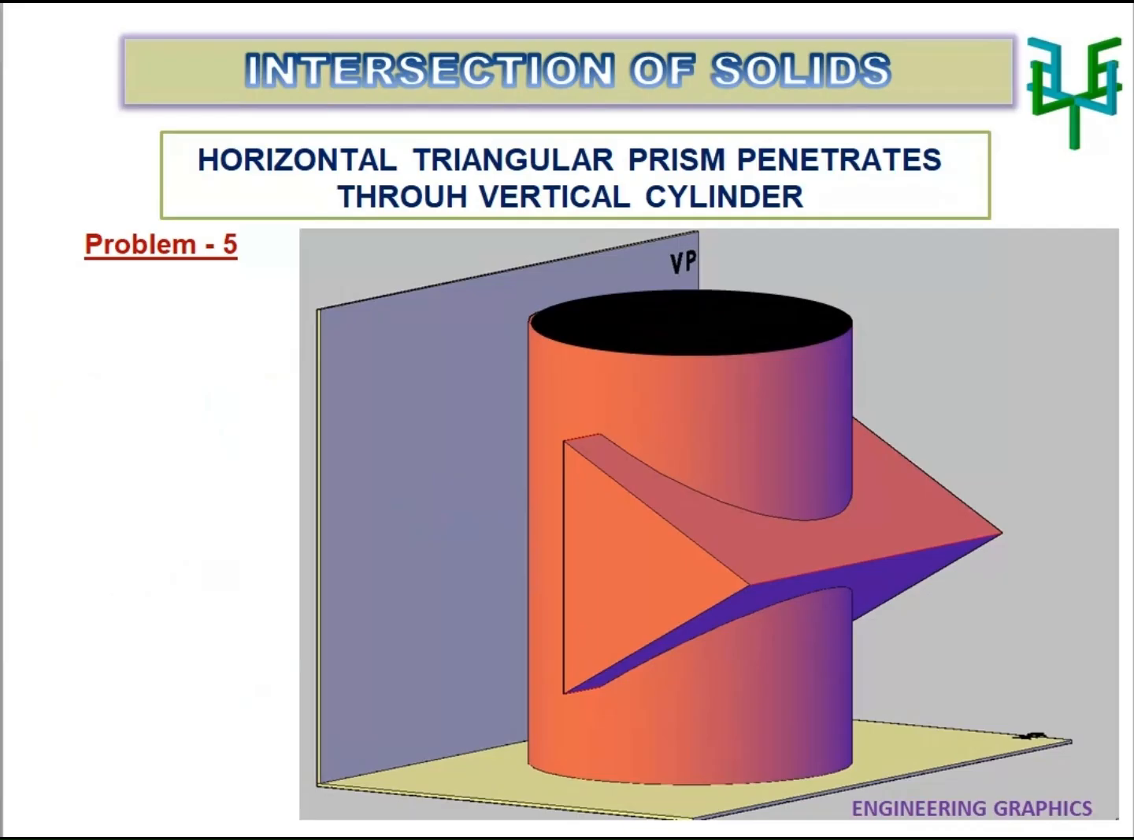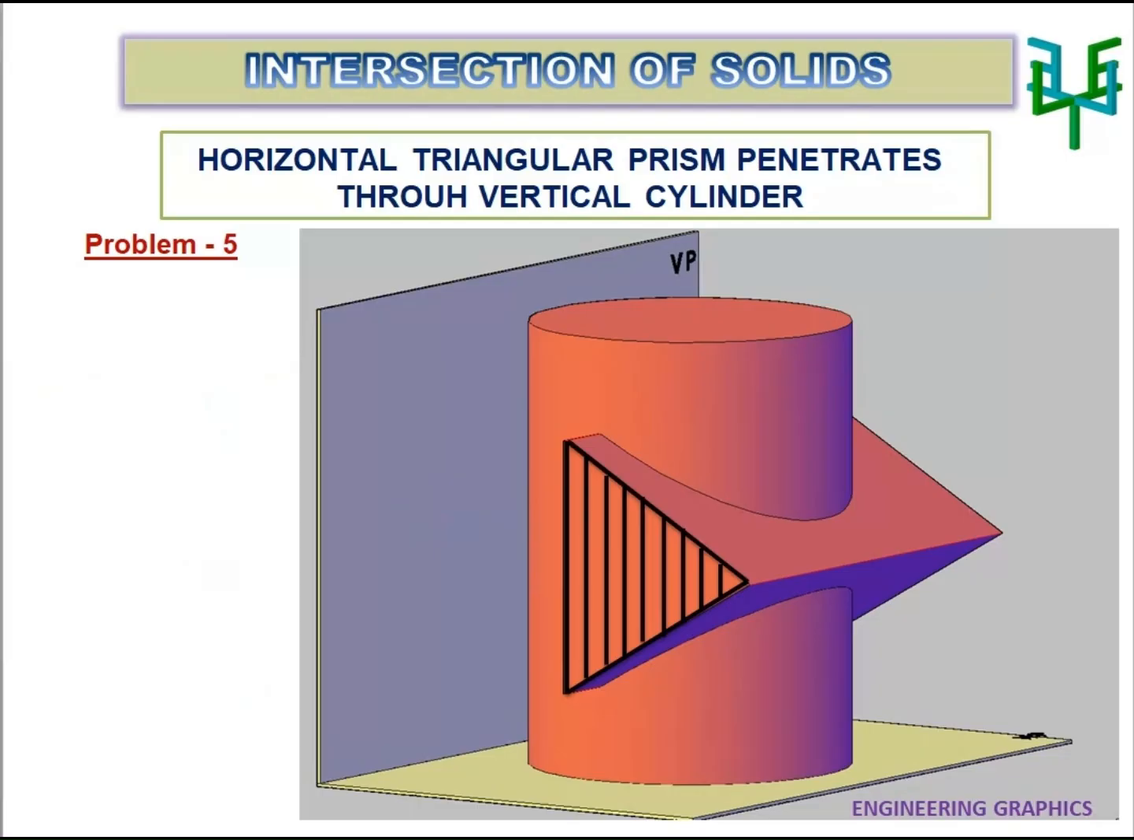The base shape of the cylinder can be seen in the plan, while the base of the triangular prism can be seen in the side view. We will always start with the projections of vertical objects or objects which are having its axis perpendicular to HP.